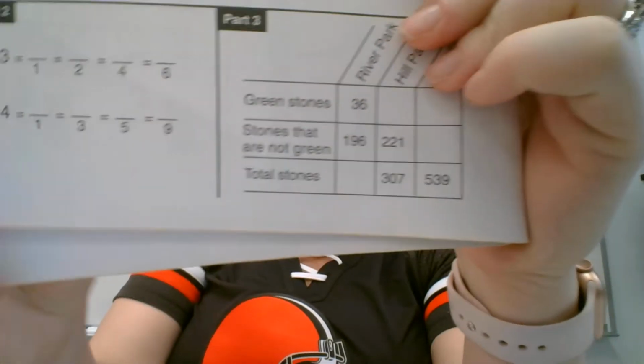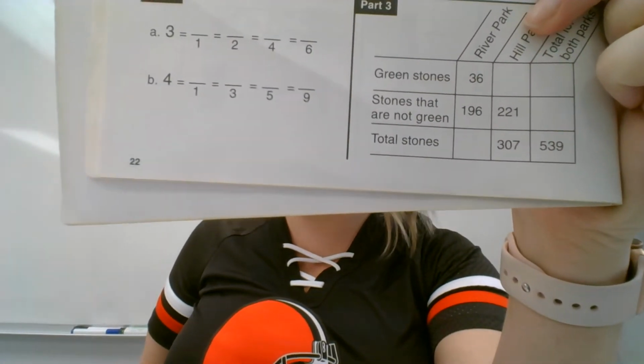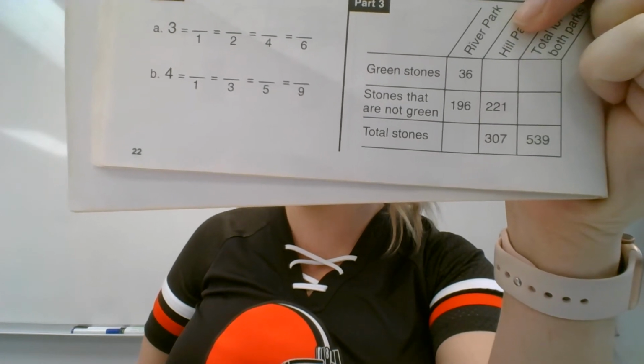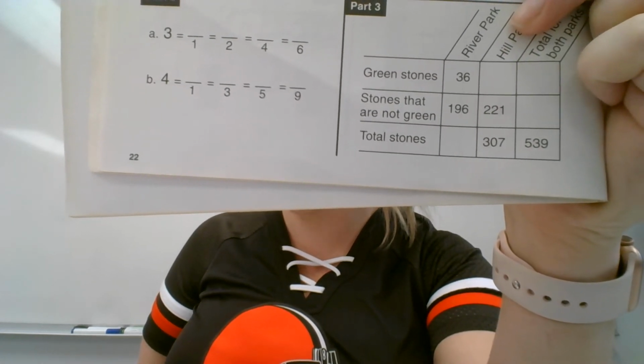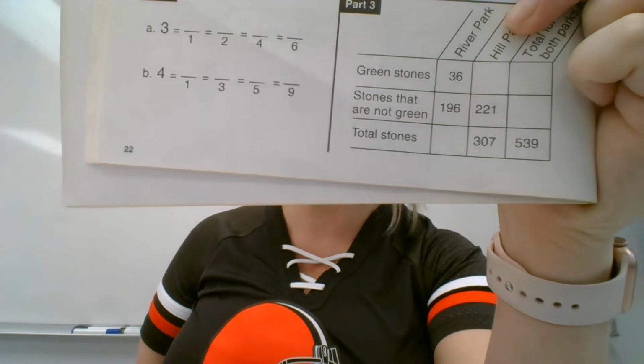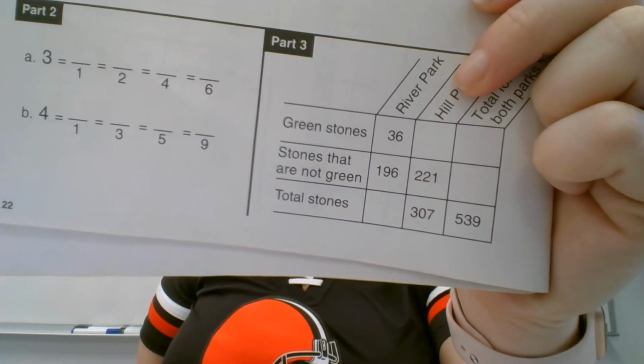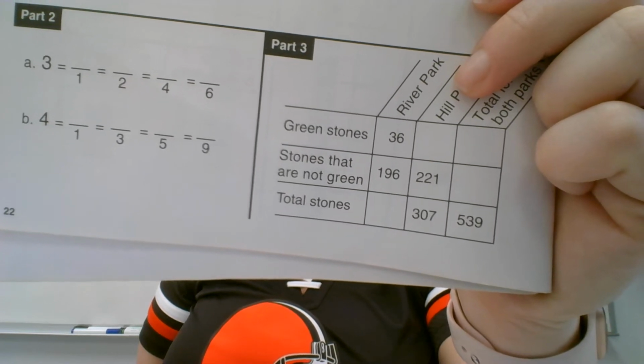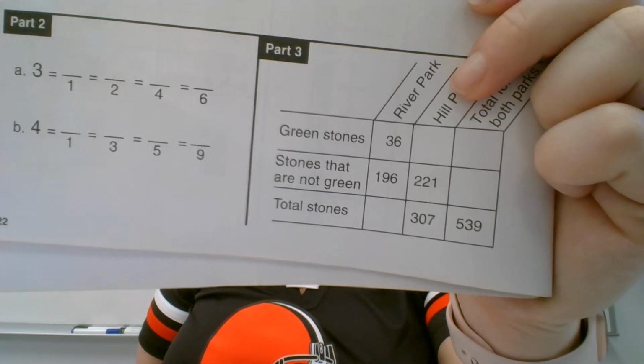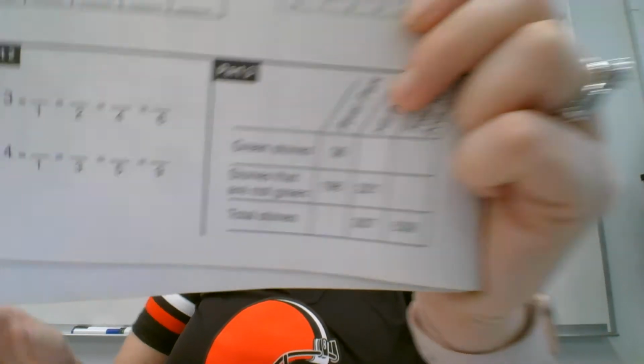Part 3. This is a table with missing numbers. When the numbers are filled in, the table will show the tons of stones at 2 parks. A ton is 2,000 pounds. Your turn. Use your lines paper. Work the number problems. Write all the missing numbers in the table. Then you are finished with your workbook for the day.